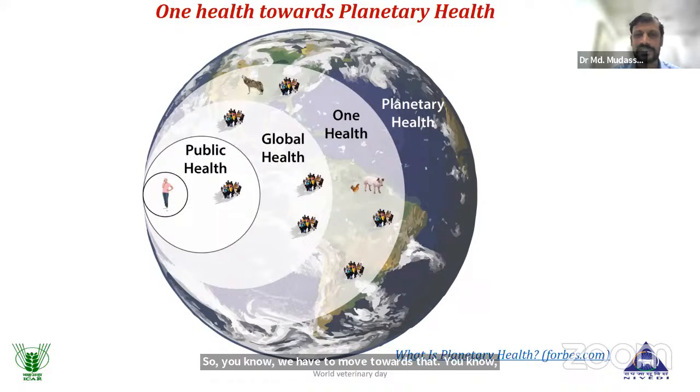Public health is one focus, then global health. One Health talks about both animals, wild animals, environment and everything. But ultimately, we have to think of planetary health in terms of climate change and other aspects. We have to see the bigger picture. So we are moving towards planetary health now.